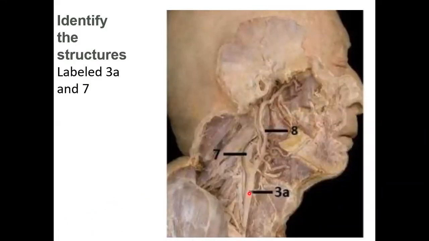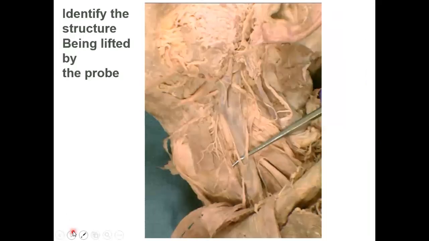Okay, so 3A and 7. So this looks like your common carotid branching into your internal and external carotids. I think that's what that is. Obviously, you guys will learn what that is if she didn't give you the answer here. Yep, you'll learn about that on Tuesday.